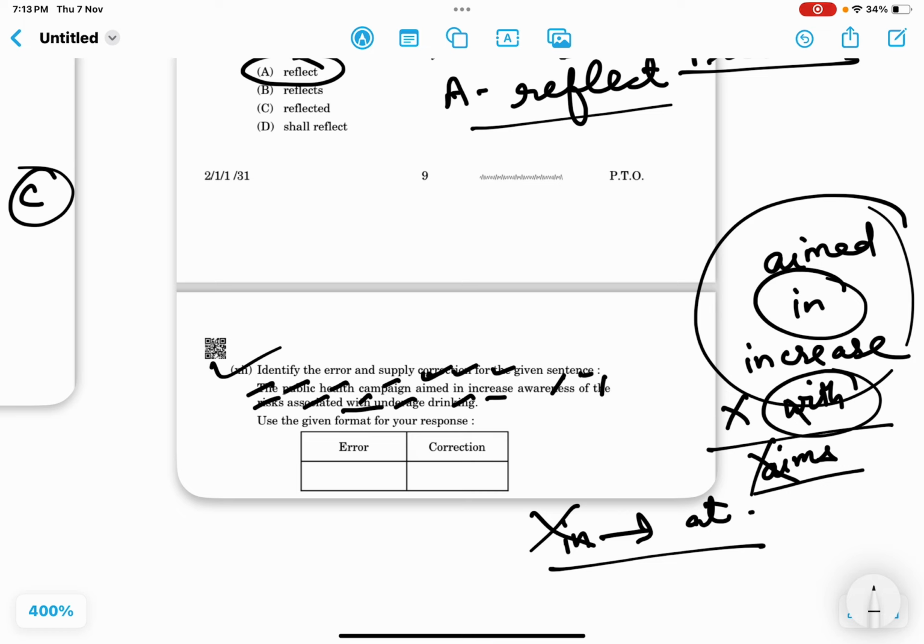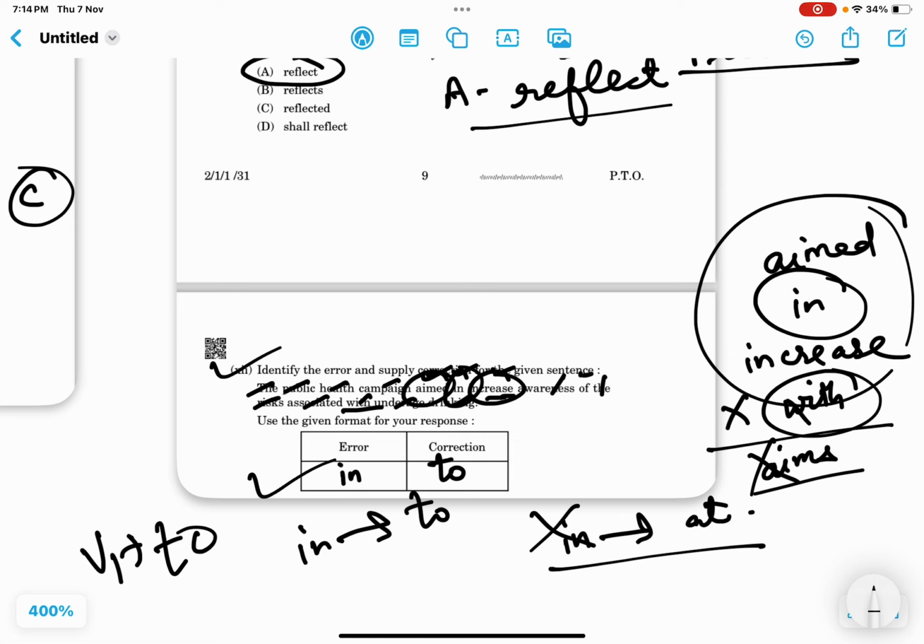So now what we can do? If we change increase into increasing, then once again we need to change in as well. So we know that we always use first form with to. So here we can't change the form, that is increase. Aimed we can't change. So we can change in into to. Now read the sentence. The public health campaign aimed to increase awareness of the risk associated with underage. So the correction is in will change into to, because if we change in into to, then there is no need to change aimed or increase, because we always use first form with to. So increase will remain the same, aimed will also remain the same. So the correction that we can make is in change into to. Okay, so this is the correct answer.